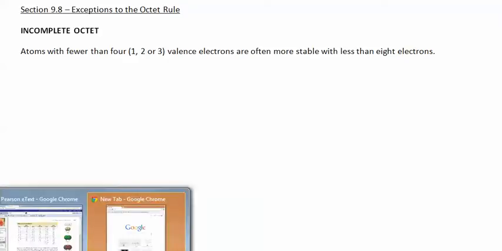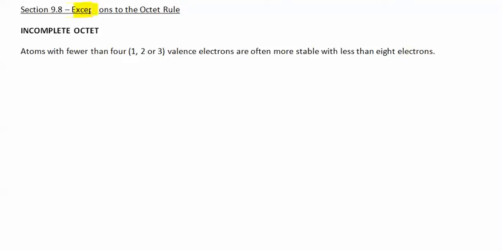Section 9.8 talks about exceptions to the octet rule, and where we're going to start with this is what I'm going to call an incomplete octet. It turns out that atoms with fewer than 4, meaning 1, 2, or 3 valence electrons, are often more stable with less than 8, less than an octet. So let's look at the example of beryllium dibromide.